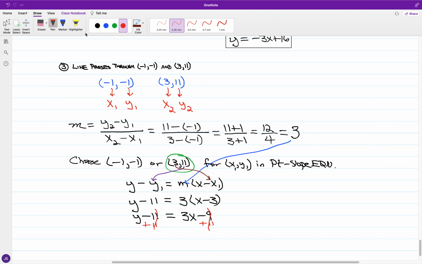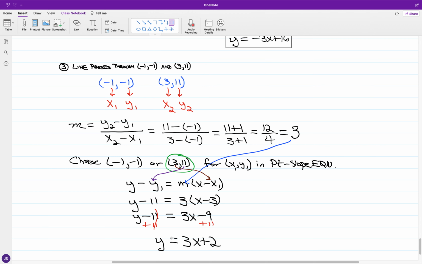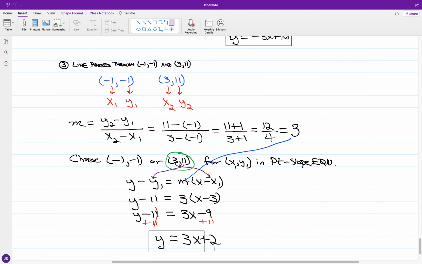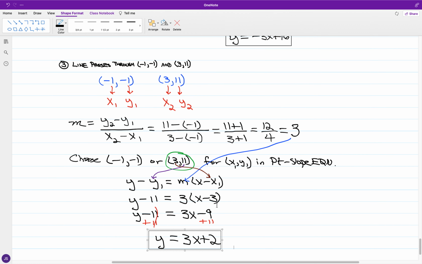And it's going to turn out that y is equal to 3x plus 2. And so this will be the slope-intercept equation. And you can check both ordered pairs.